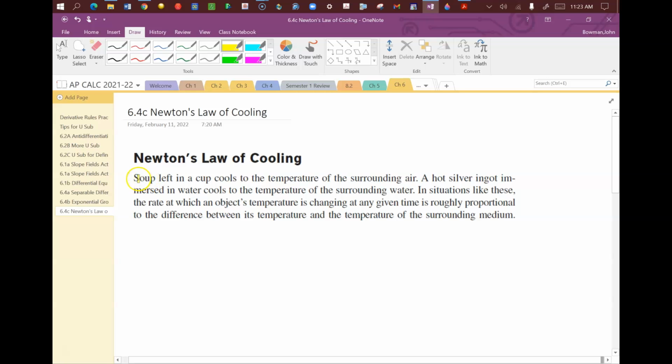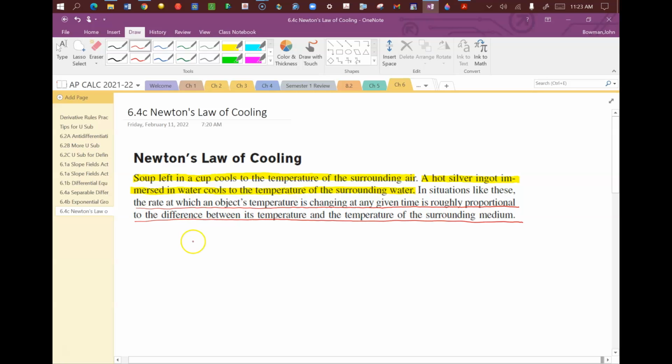So in the example that we're referring to here, it says, suppose that you left a cup of soup and it cools to the temperature of the surrounding air, or a hot silver ingot, a piece of metal, is immersed in water, and it cools to the temperature of the surrounding water. In these situations, and this is where we have to read this carefully, the rate at which an object's temperature is changing at any given time is roughly proportional to the difference between its temperature and the temperature of the surrounding medium.